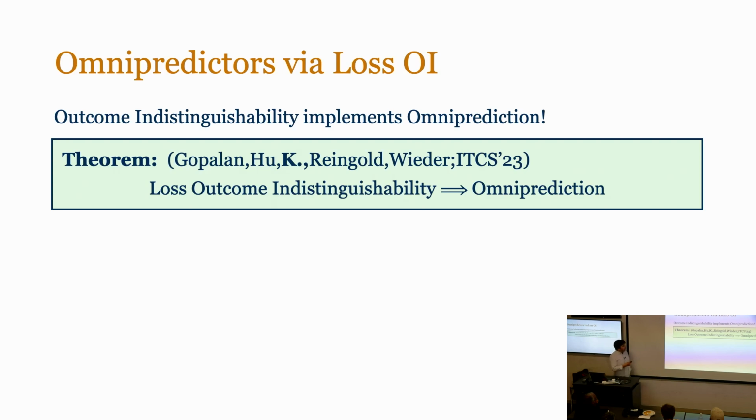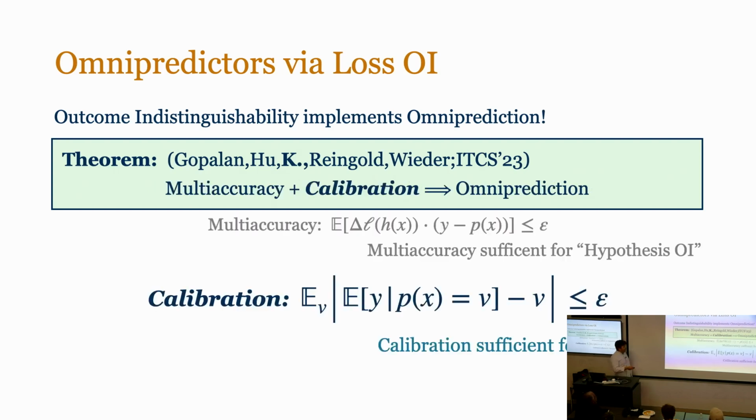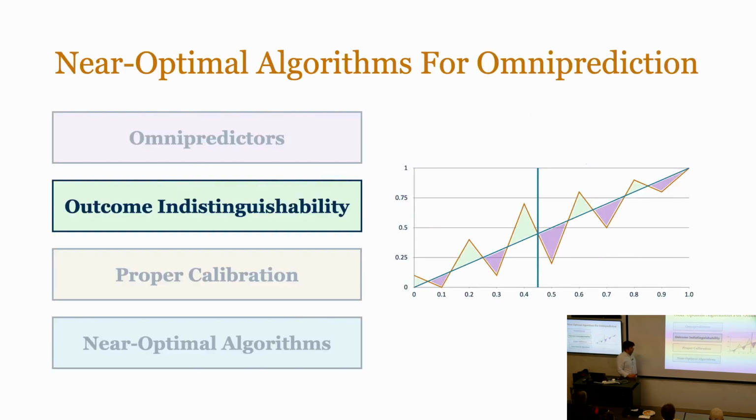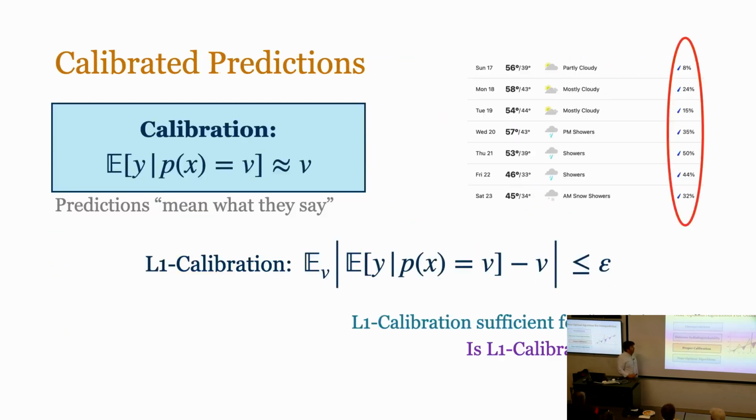Good. So what I showed you here is a way to achieve omniprediction via this loss indistinguishability, outcome indistinguishability framework. In fact, when you squint at these outcome indistinguishability conditions, you can turn them into conditions of multi-accuracy, a notion that we've studied previously, and calibration. And so the main thing that I want to talk about in the remainder of the time is this calibration condition: what it is and why it's good, why you might want to avoid it, as well as what we do instead of this calibration. And that's this notion of proper calibration.